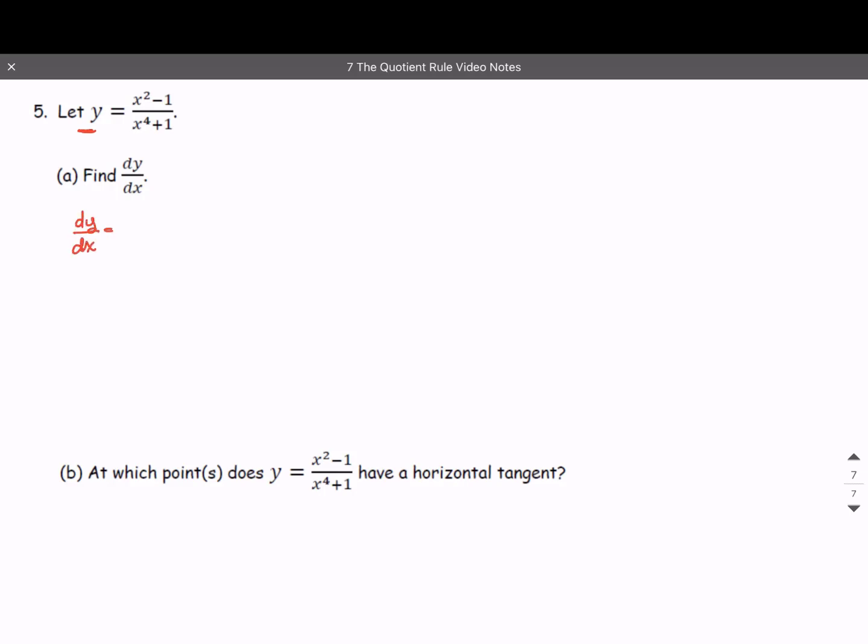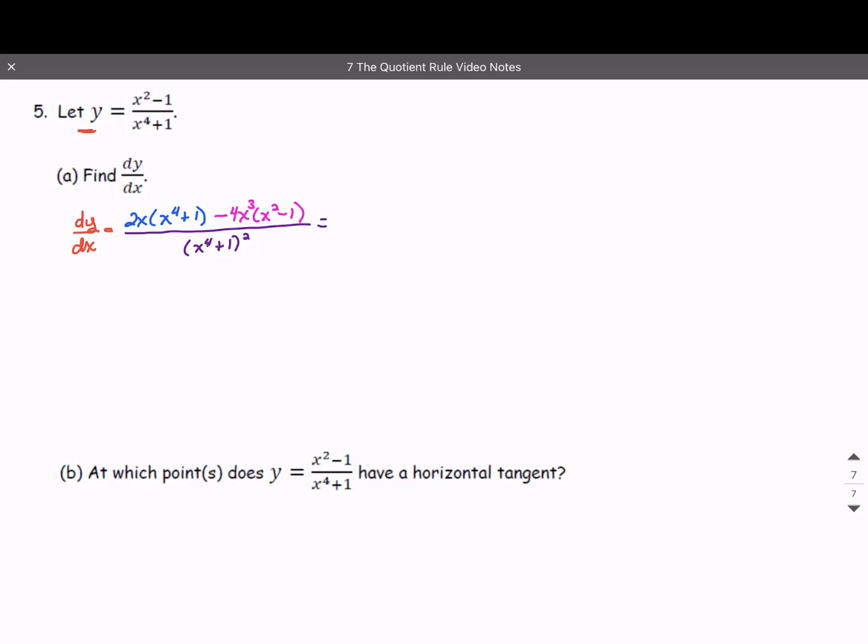And we're going to do the derivative of the top. So the derivative of x squared is 2x. Derivative of the minus 1 is 0. Times, keep the bottom, x to the 4th plus 1, minus, now we're going to keep the x squared minus 1, that's the top, times the derivative of the bottom is 4x to the 3rd, and this is all going to be over the bottom squared.